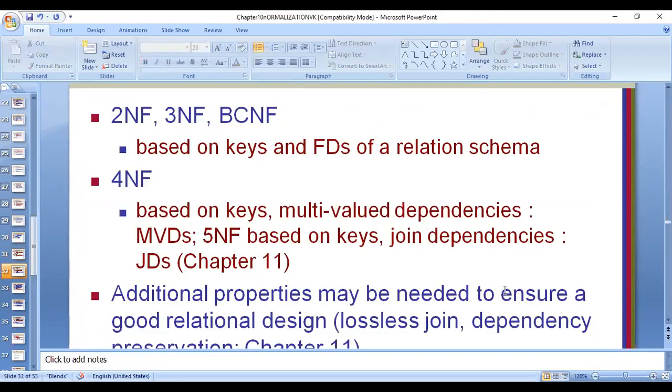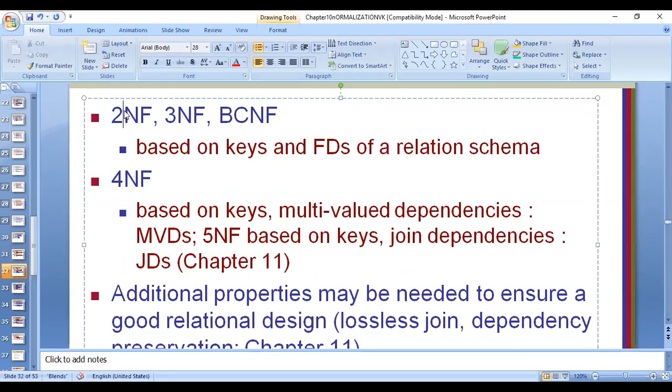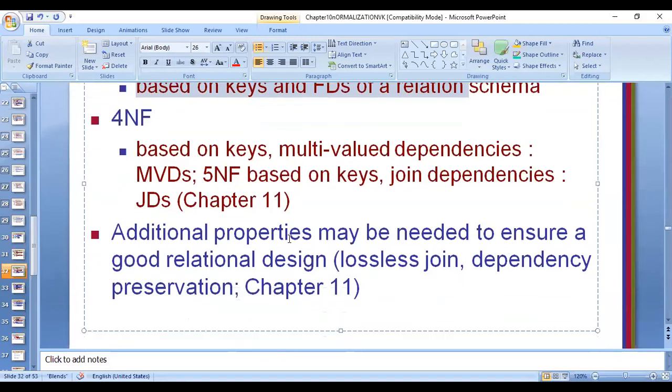Now, how many normal forms are there for your syllabus? We have first normal form, then second normal form. In abbreviation, they are referred to as NF, so they are called 1NF, 2NF, 3NF. After that, there is also 4NF, but we are not going to study that. In between, there is one more, called BCNF, which stands for Boyce-Codd Normal Form. 2NF, 3NF and BCNF are based on keys and functional dependencies, and 4NF is based on multi-valued dependency, which we are not going to study.